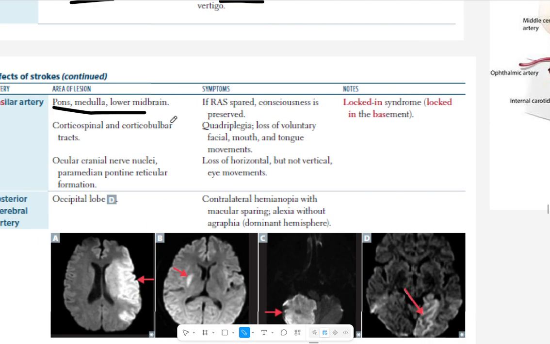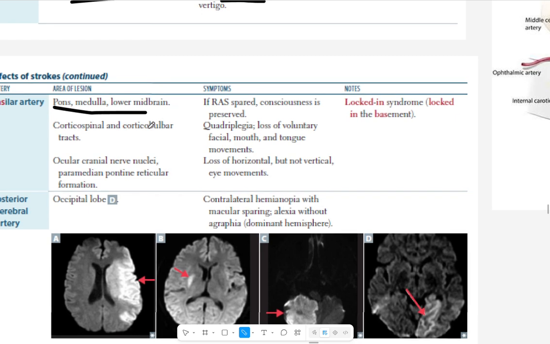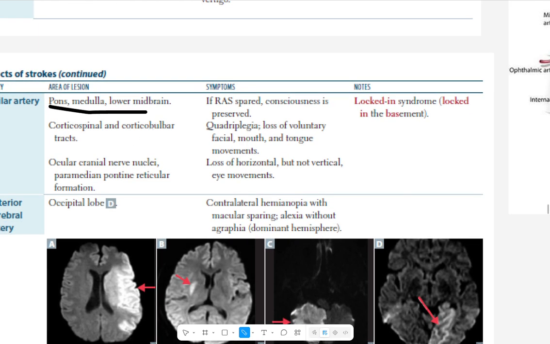Okay, if the reticular formation is spared, the consciousness is preserved. What does this mean? The reticular activating system is found in the reticular formation, right, in the core of the upper brainstem. It gets input from every sensory system, and loss of this reticular activating system is basically a coma state of complete unresponsiveness to arousal in which the patient lies with the eyes closed, right? So if the RAS is spared, consciousness is preserved, otherwise no.